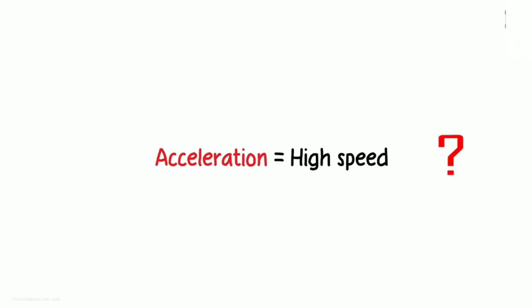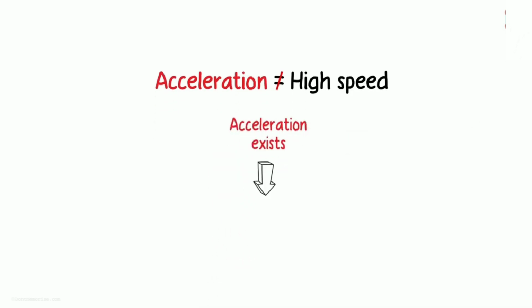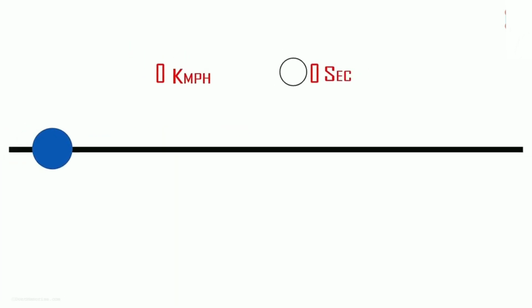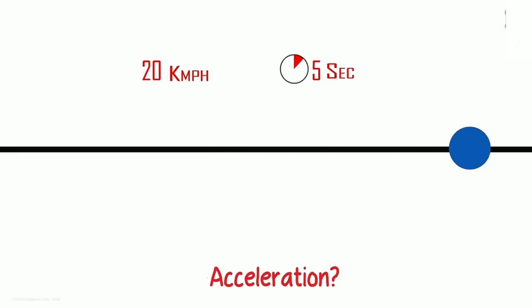Does acceleration mean high speed? No, acceleration exists only under a change in velocity. For example, here you can see that a vehicle is at rest. It starts its journey. Its speed increases in each second. Finally, within 5 seconds, its speed becomes 20 km per hour.